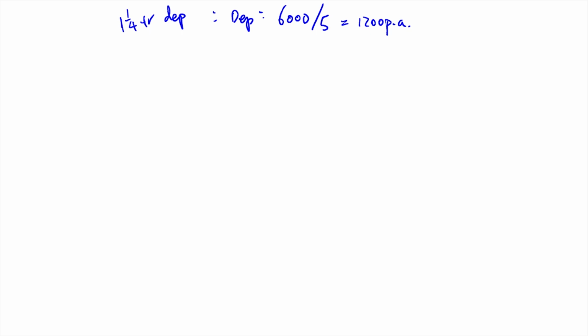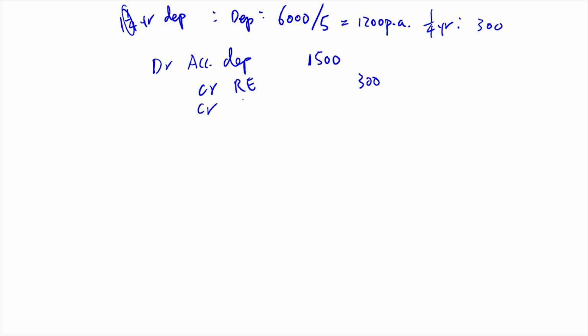But at the same time, you also need the quarter of the year as well. So for a quarter of a year, is going to be 300. So that's the information that you need. After that, we want to reverse the accumulated depreciation for the whole 1 year and a quarter. 1 year is 1200, a quarter of a year is 300. We got 1500 in total. And then in the prior year, it's going to have 300, and then depreciation is going to be for the current year, which is 1200.